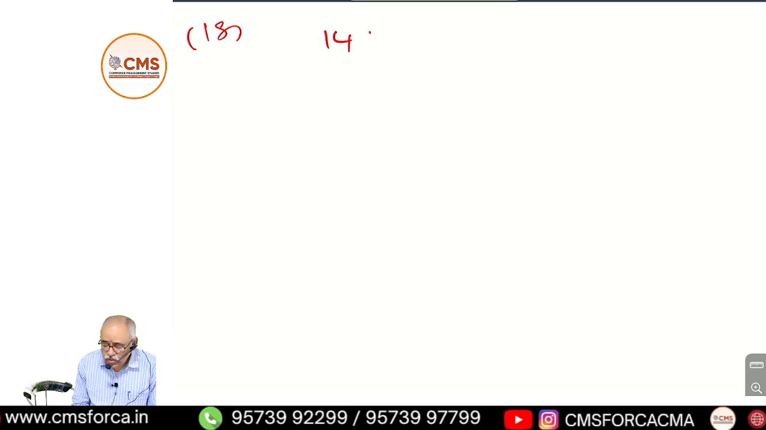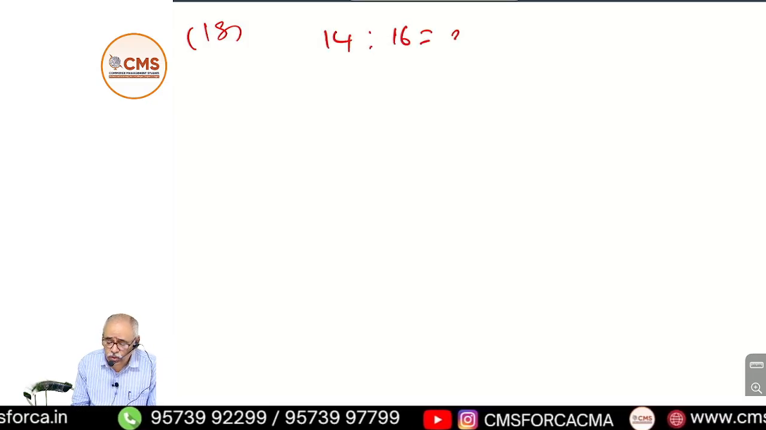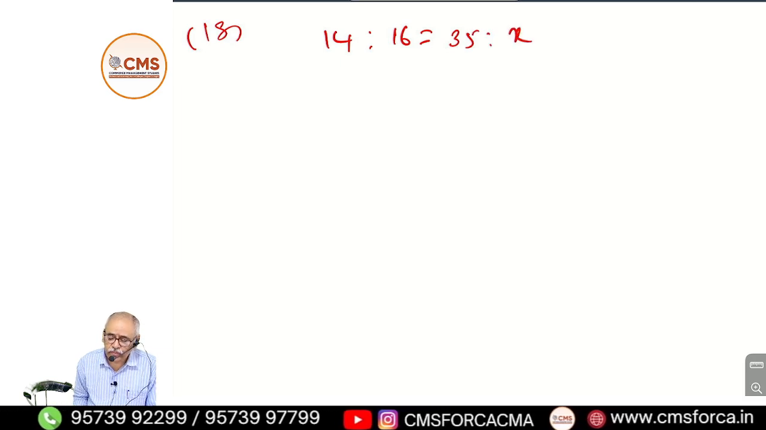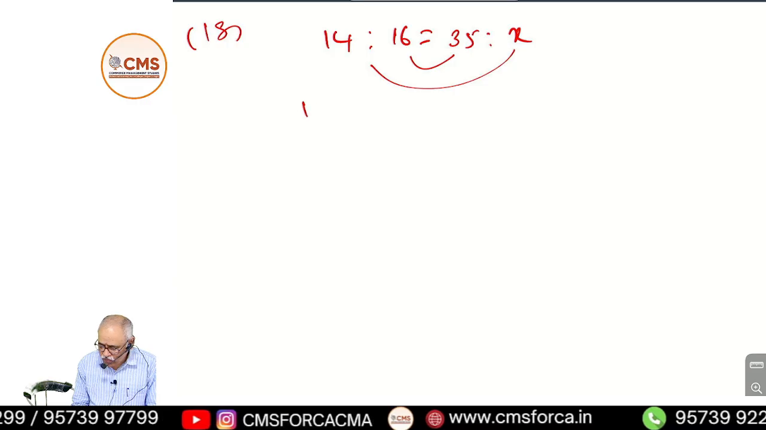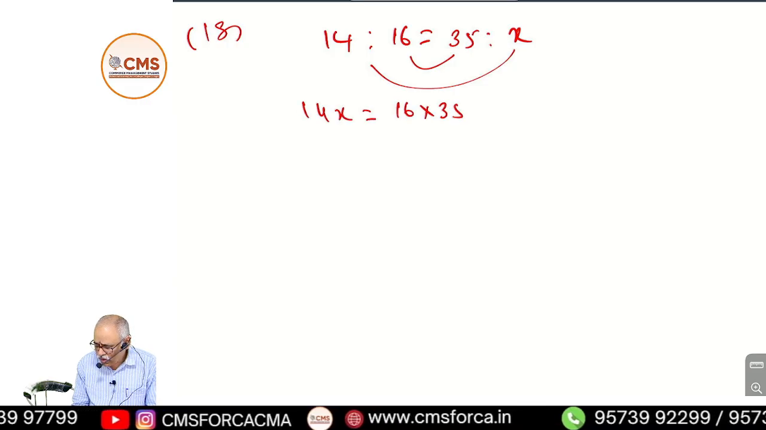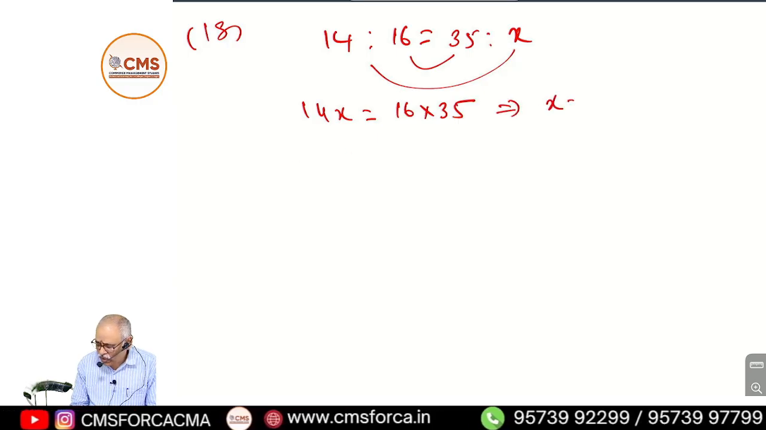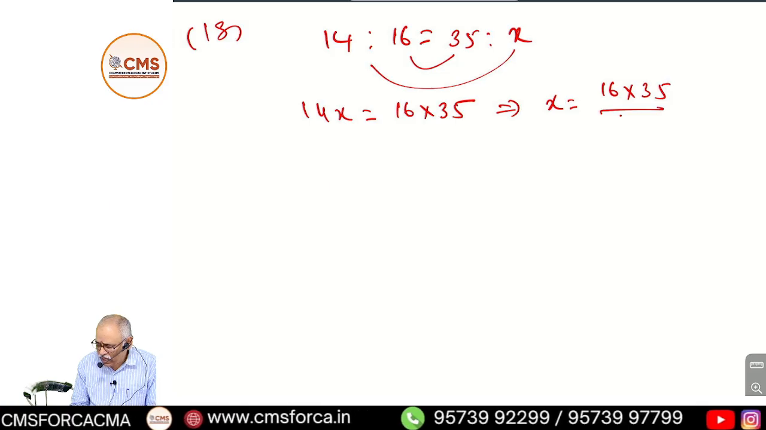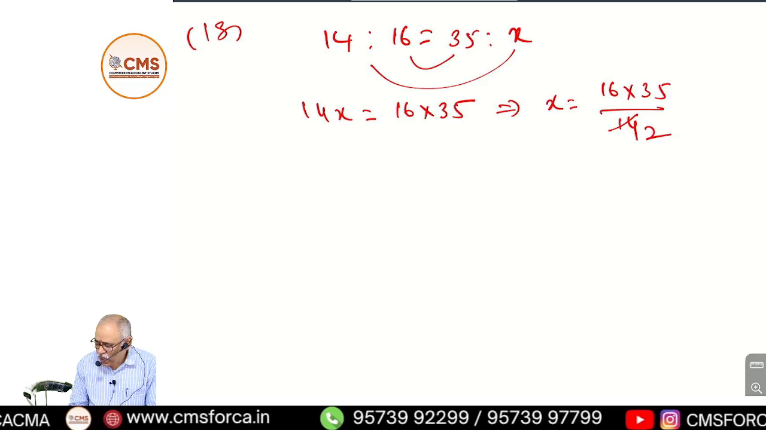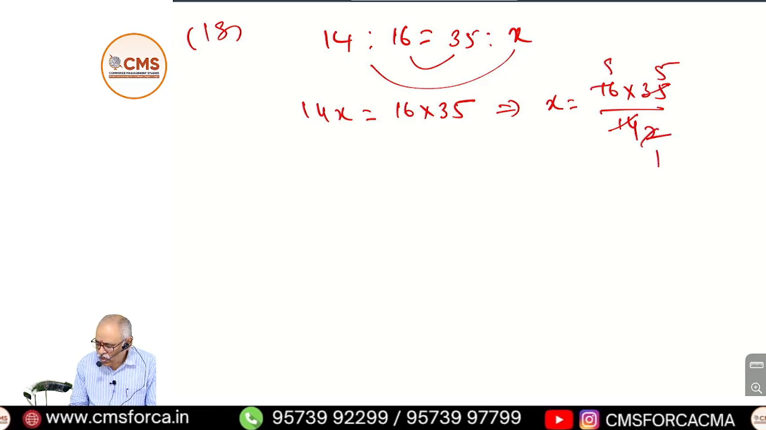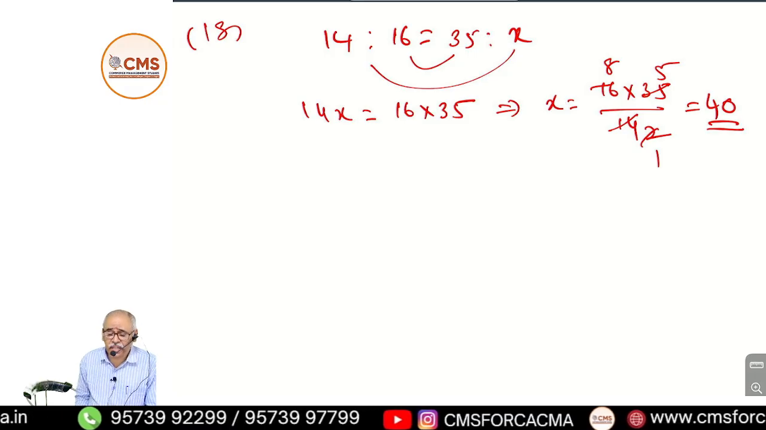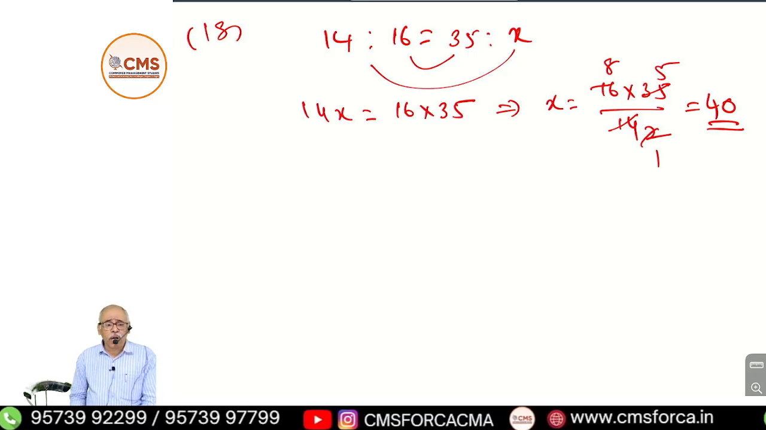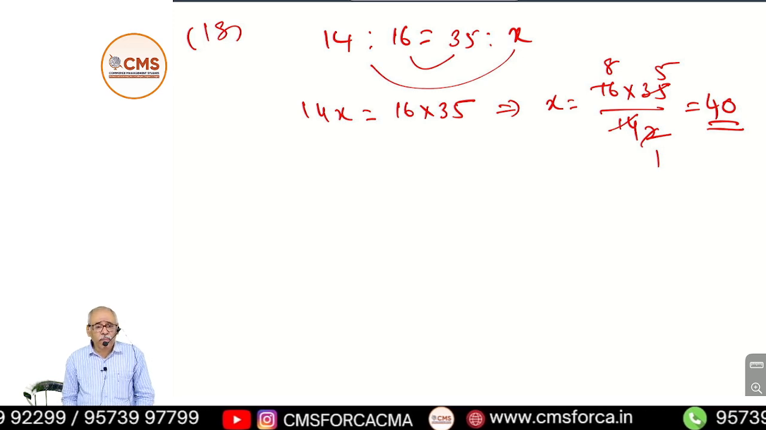14 is to 16 equal to 35 is to x, I say. The product of the means is equal to the product of the extremes. 14x is equal to 16 into 35. x is equal to what? 16 into 35 by 14. 7 twos are 14, 7 fives are 35, 2 fives are 10, 2 eights are 16. So what should be the correct value? 40. But what is given there? 42. 42 is wrong. 40 is the correct answer.